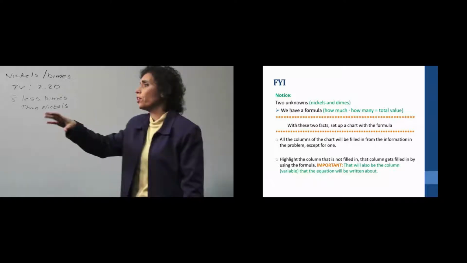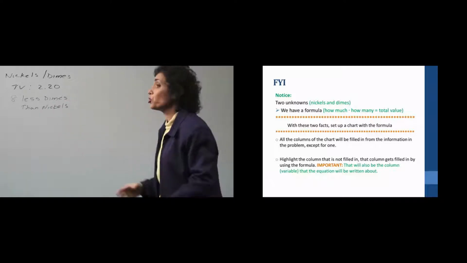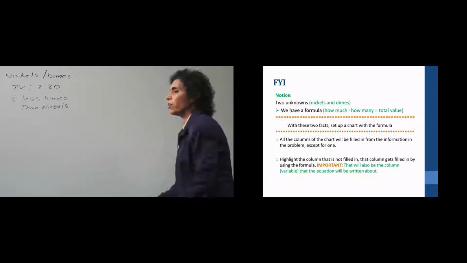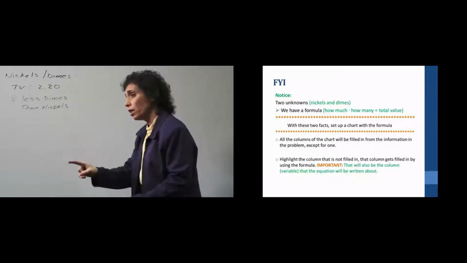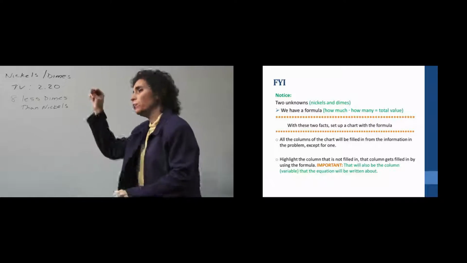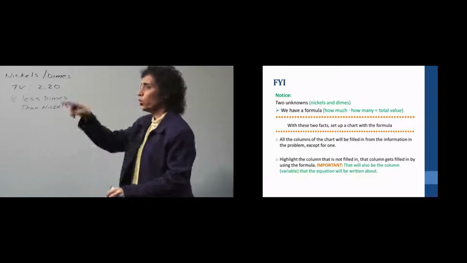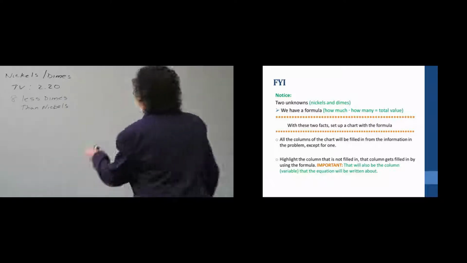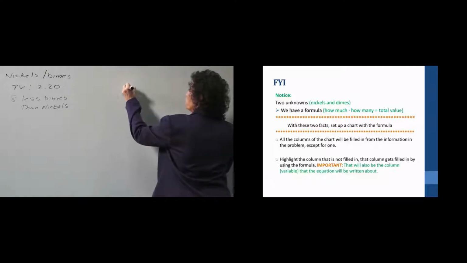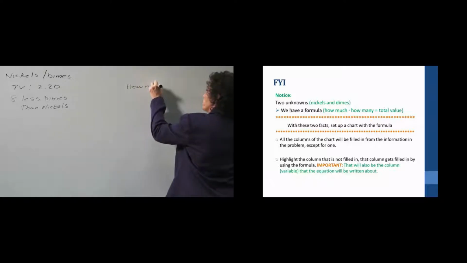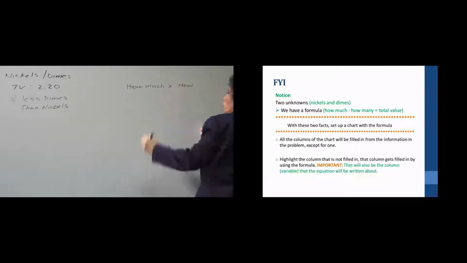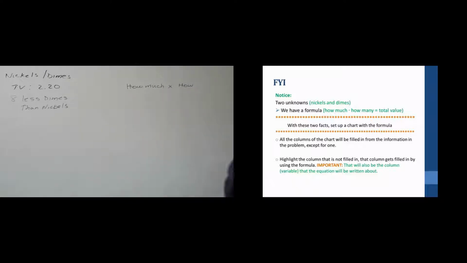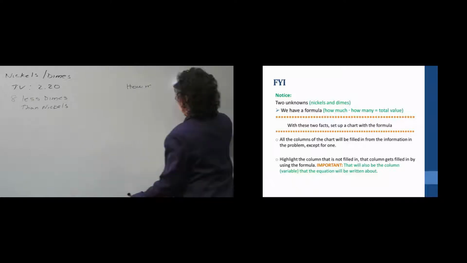Okay, so to explain how this works, if you look at the next slide in your workbook after this problem, you'll see there's some FYI, which stands for for your information, okay? When you have 2 unknowns, and we do, nickels and dimes, and you have a formula, which we do, how much times how many equals total value, we're going to use a chart, okay? So here's what we're going to do. This is going to get too long if I write it out like this. Let me just do this.